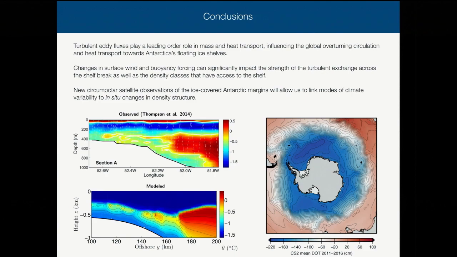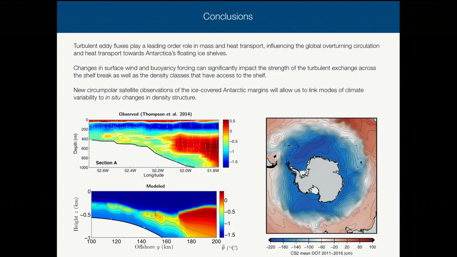Okay, so I think I'll stop there. I think the thing that I just want to emphasize to sort of summarize is this transition in our thinking about what the circulation of the Antarctic margins looks like. It is a turbulent system where eddies play a very important role. Our ability to simulate these depends on us being able to resolve those very, very small scale features.